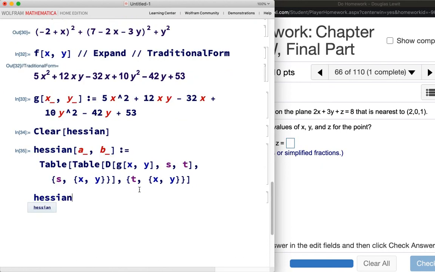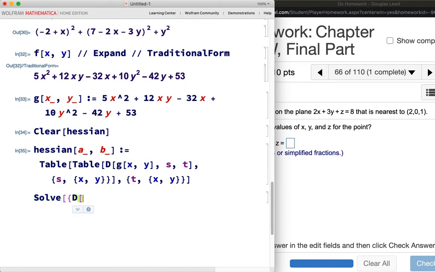So the Hessian, well, we'll worry about the exact values later. This is the matrix of the second order partial derivatives, you know, fxx, fyy, fxy, and fyx. Okay, so now we need to figure out gx and gy, the partial derivative of g with respect to x and the partial derivative of g with respect to y. Set those equal to 0. So how do we do that?